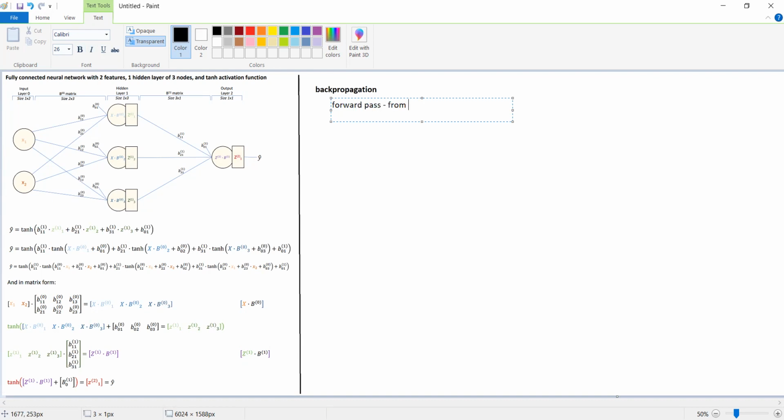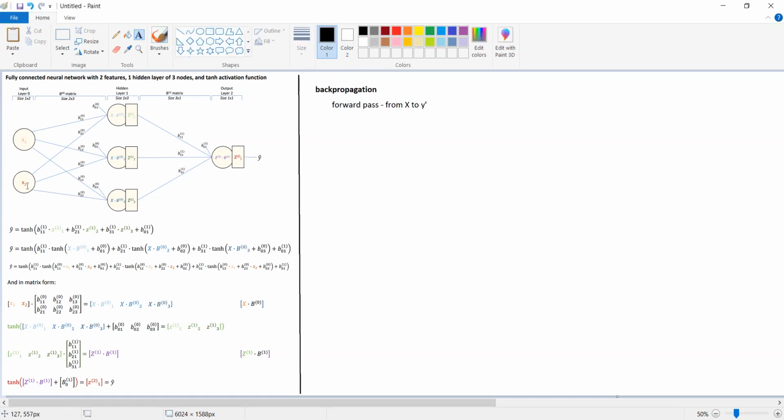Forward pass is how we get from x's to y hat. So we take our x's. If we do full gradient descent, we take all of the data, all of the x's, right? If we do stochastic batch gradient descent, we take some batch, remember those?